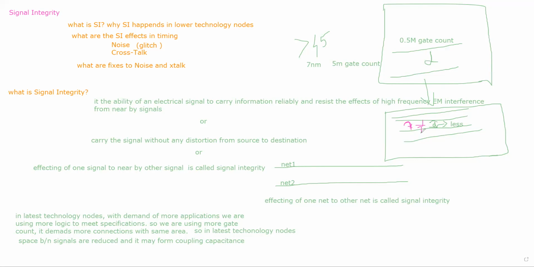Sir, does signal integrity affect the clock nets or data nets? Anything it can affect, right? Signal can be affected, clock and data, but clocks are more switching compared to data. Clocks are more switching, right? Yes, sir. Then the crosstalk or noise effects are more.